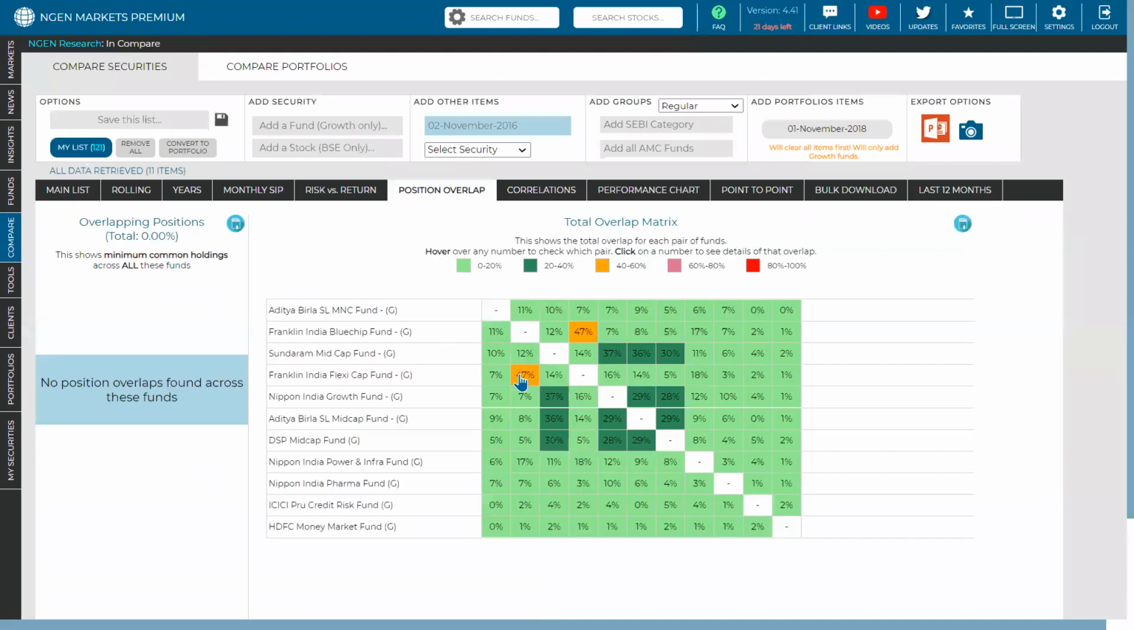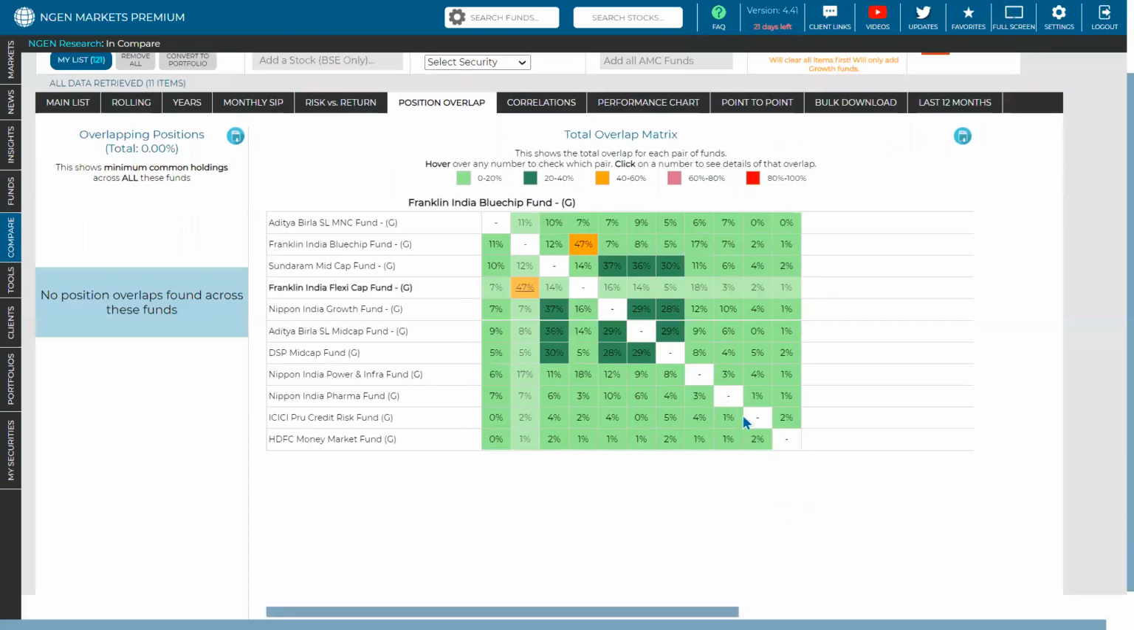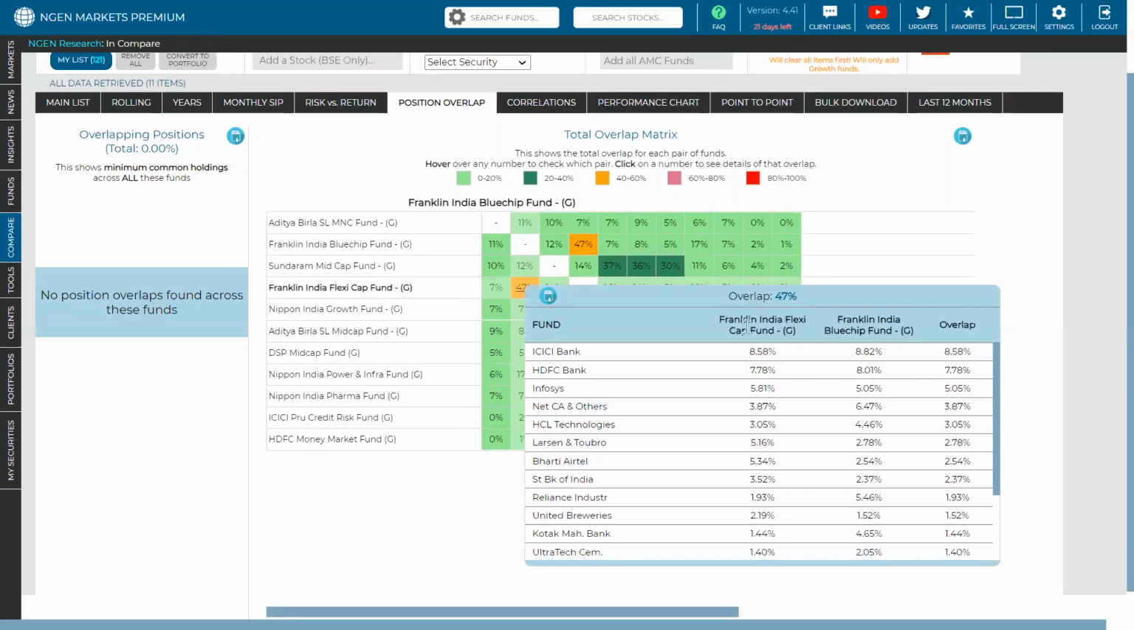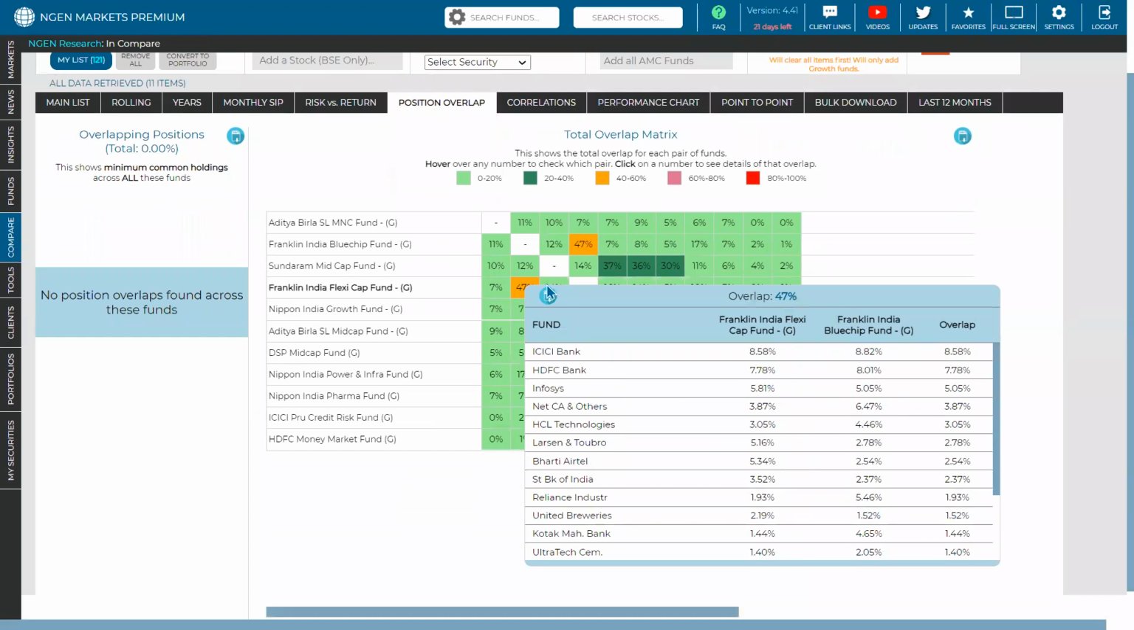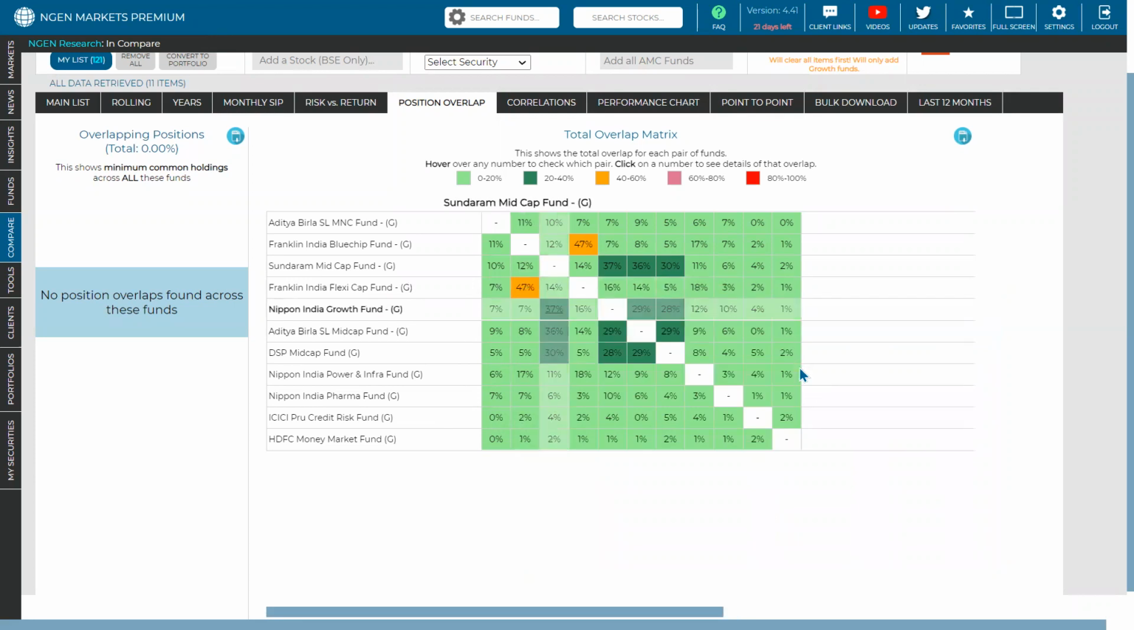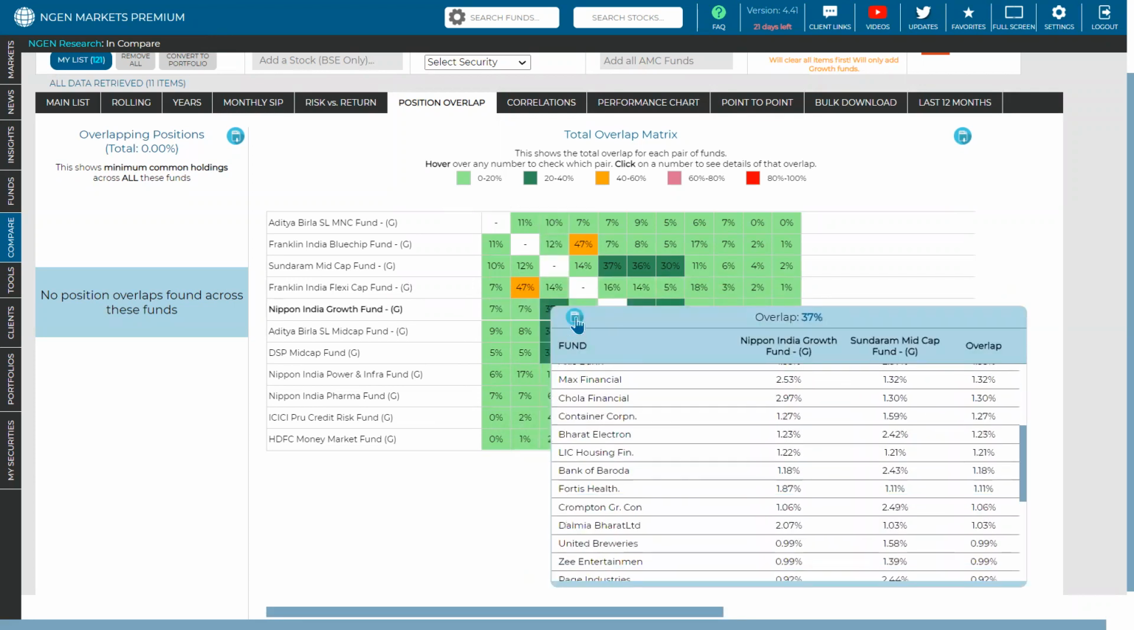Like for an example, as you remember, we had Franklin Blue Chip versus Flexi Cap. They also had a very high correlation. Now you can see 47% of the securities are overlapping between the two funds. All you need to do is click on them and you can see what those overlapping securities are. So from ICICI Bank to Jubilant Foodworks, you can see all the overlap happening between them. And not just for this, you can also see it for Nippon India Growth and Sundaram Midcap. You click on it, you can see the overlap between them, and you can also download this in the system.